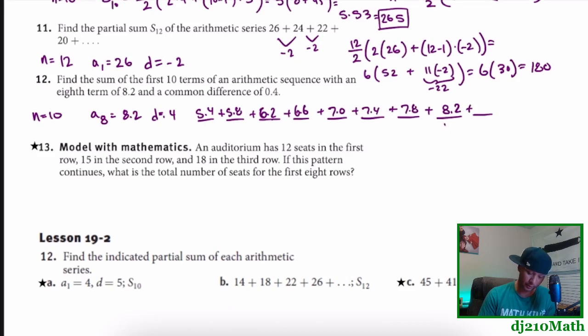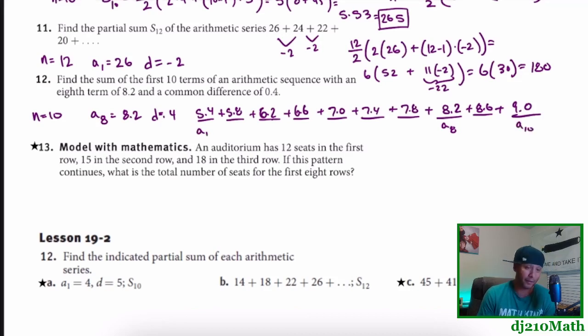All right, so this was a sub 8, right? That's what they told us. So a sub 9 and then a sub 10. So what do we got? Plus 0.4, so 8.6, and then 9.0. All right, this is a sub 1. This is a sub 10.